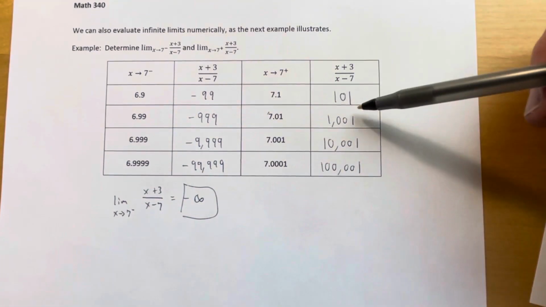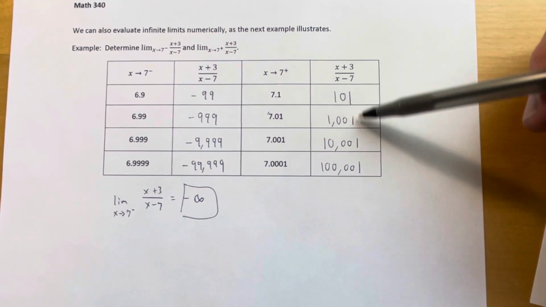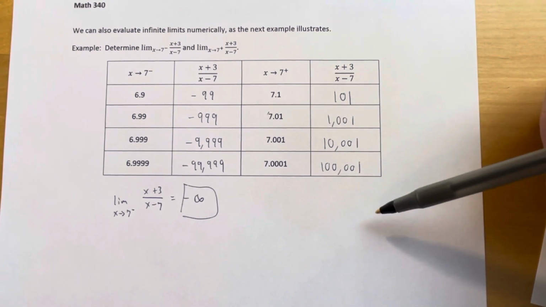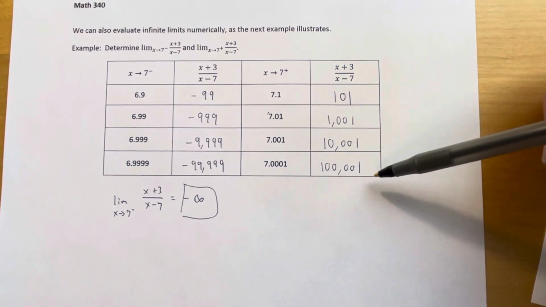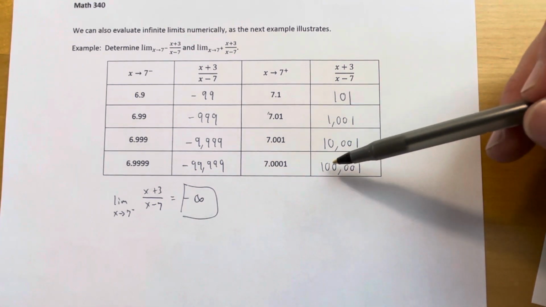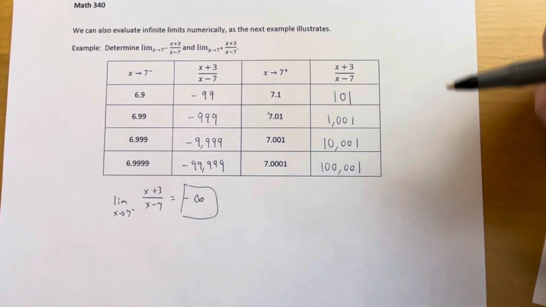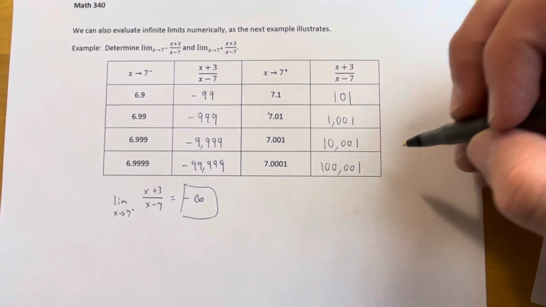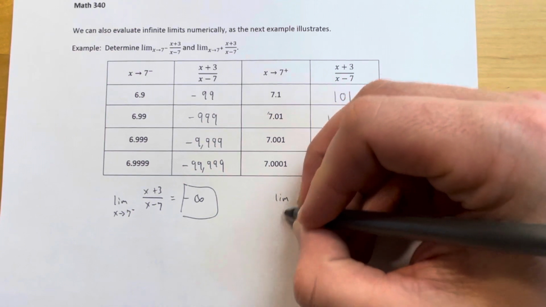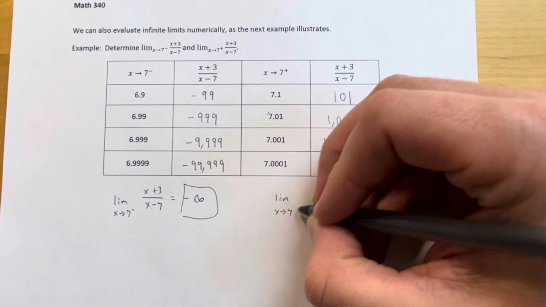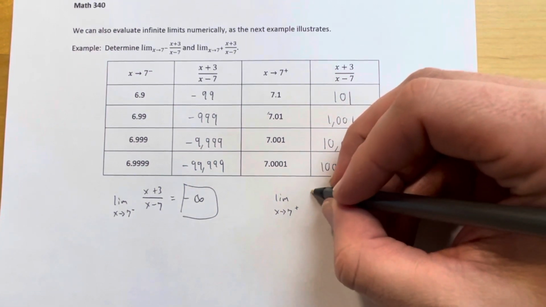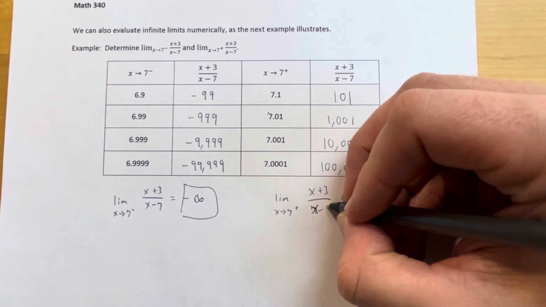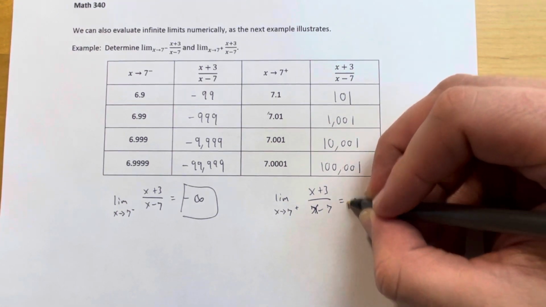Similar to what's happening in this column, I don't appear to be approaching anything. The numbers appear to be getting larger and larger and larger, also by like an entire factor of 10 pretty much every time. I don't see this leveling off at any point. So this appears to be going towards positive infinity because these numbers are positive and getting larger and larger. I would then say that the limit as x approaches 7 from the right of x plus 3 over x minus 7 is equal to positive infinity.